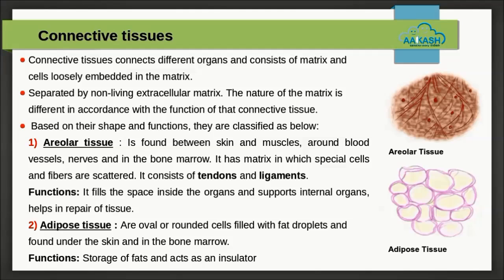Number 1. Areolar tissue. It is found between skin and muscles, around blood vessels, nerves, and in the bone marrow. It has a matrix in which special cells and fibers are scattered. It consists of tendons and ligaments. Functions. It fills the space inside the organs, supports internal organs, and helps in repair of tissue. Number 2. Adipose tissue. These are oval or round cells filled with fat droplets and found under the skin and in the bone marrow. Functions: storage of fats and acts as an insulator.